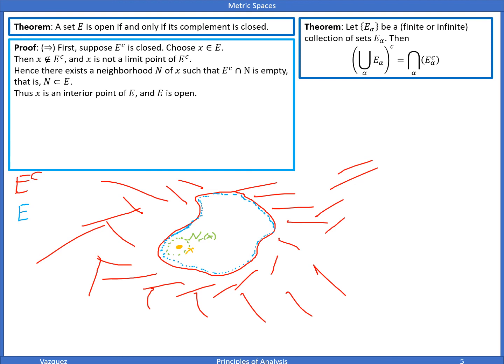That's why I drew that little dotted thing, I dotted the set in blue. So we just showed that if E complement is closed, then E is open. Now for the converse, suppose E is open, and let me draw this picture again. I don't want to delete everything.